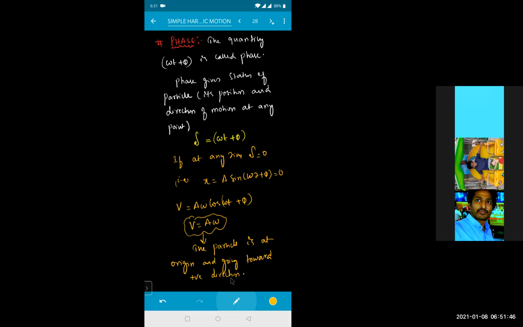Clear? Let me draw the diagram for this one. This is a particle which is making a linear SHM. We are talking about only the linear SHM right now here.